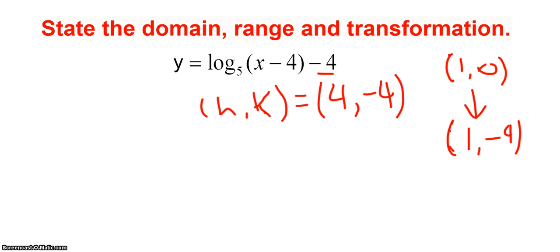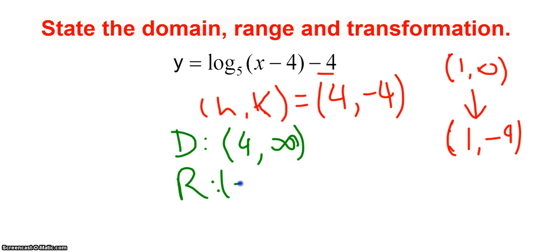Okay, now our domain goes from h, so from 4 to infinity. And then our range is always negative infinity to positive infinity. Sorry, my infinity signs look weird.